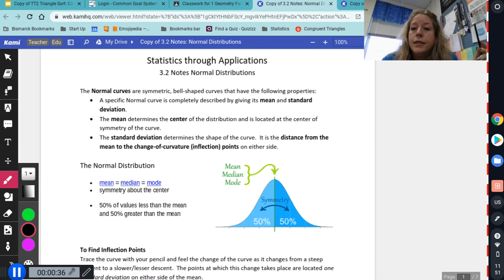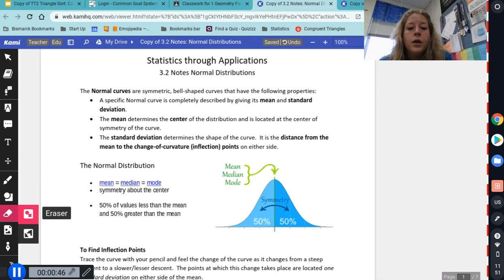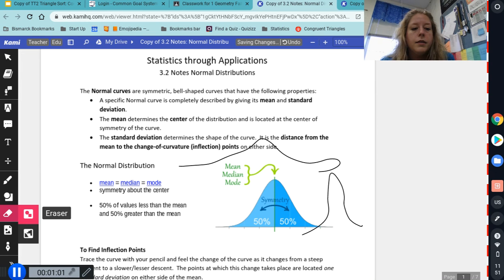The mean is at the center because it's symmetric, so the mean, the median, and the mode are all right there in the middle. And the standard deviation determines the shape of the curve. The wider the standard deviation, the wider and flatter the curve. I'm going to change to something like this. The smaller the standard deviation, the steeper the curve, something more like that.